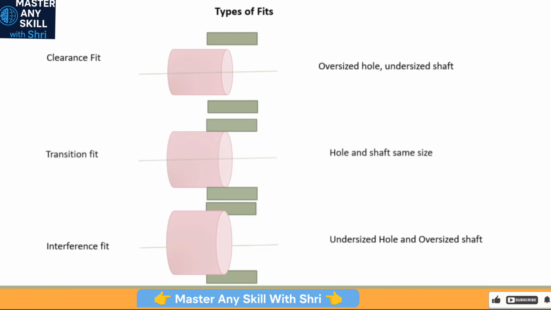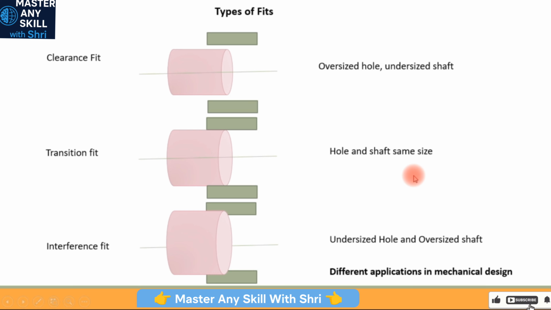And then there is the transition fit, which is the case in which the hole and shaft size are almost the same size, and hence the assembly will not require that much amount of force. You can say that the snug fit is an example of a transition fit. The amount of force required for assembly will not be as high as compared to interference fit, but also there will not be clearance for relative motion between the shaft and the hole as in the case of clearance fit.